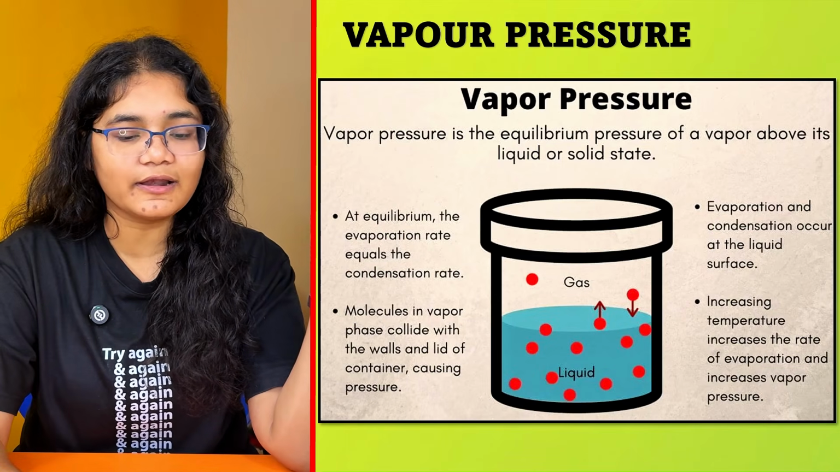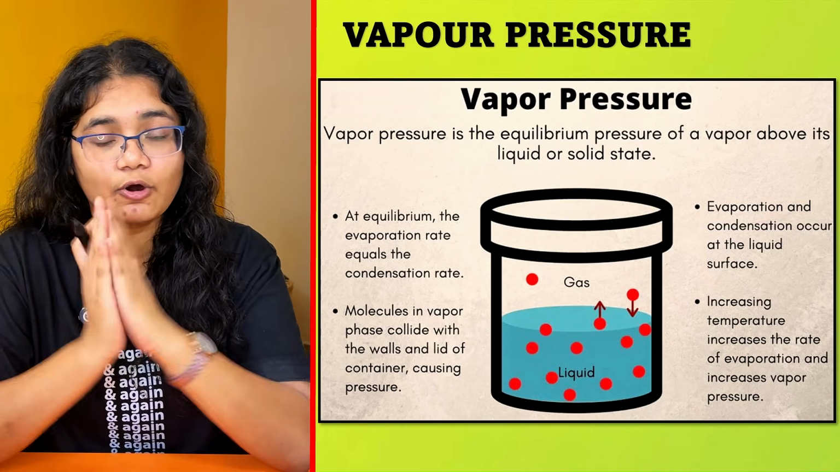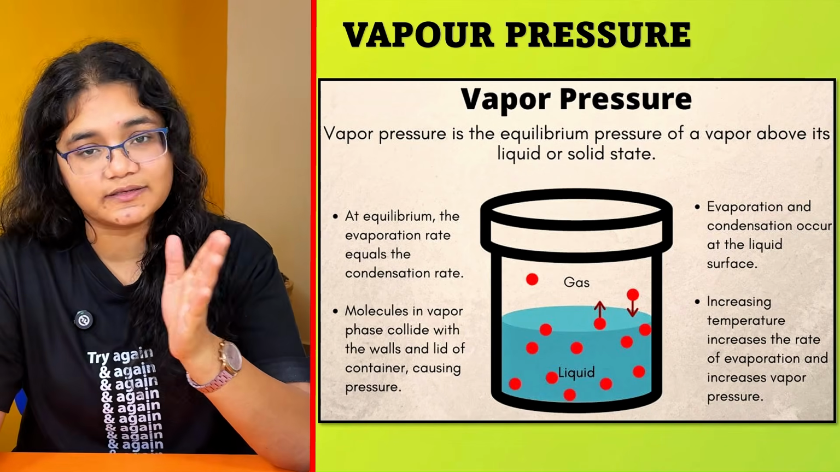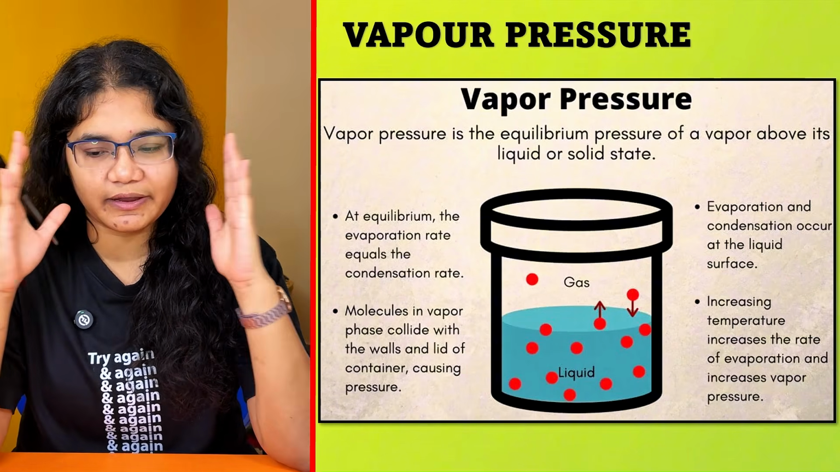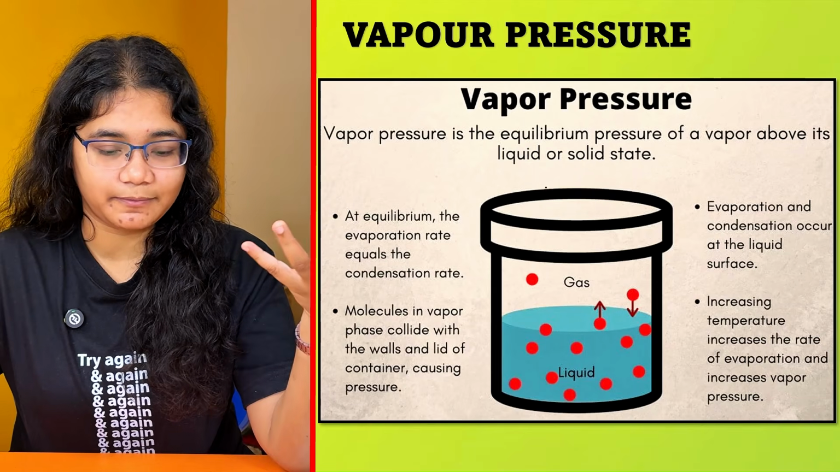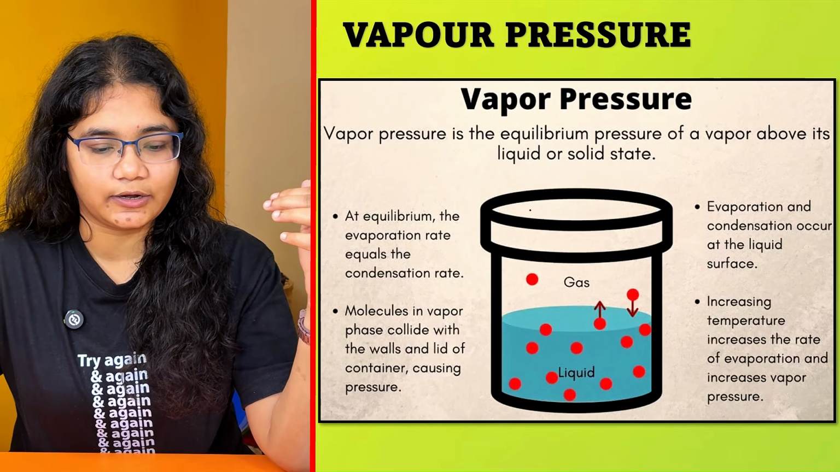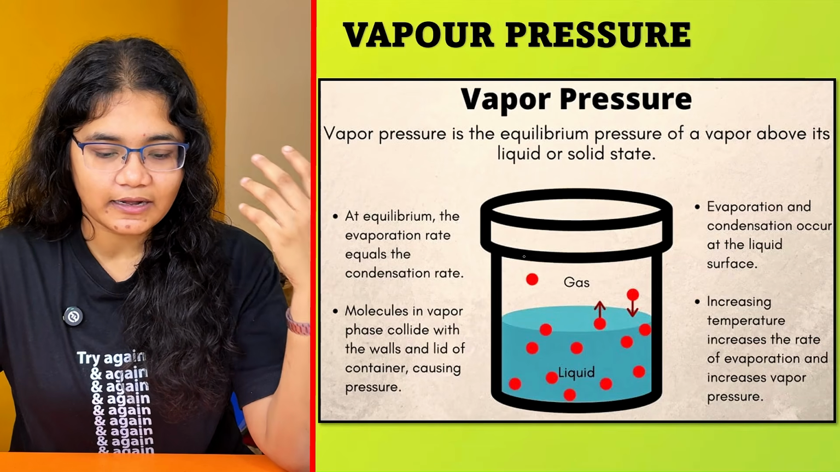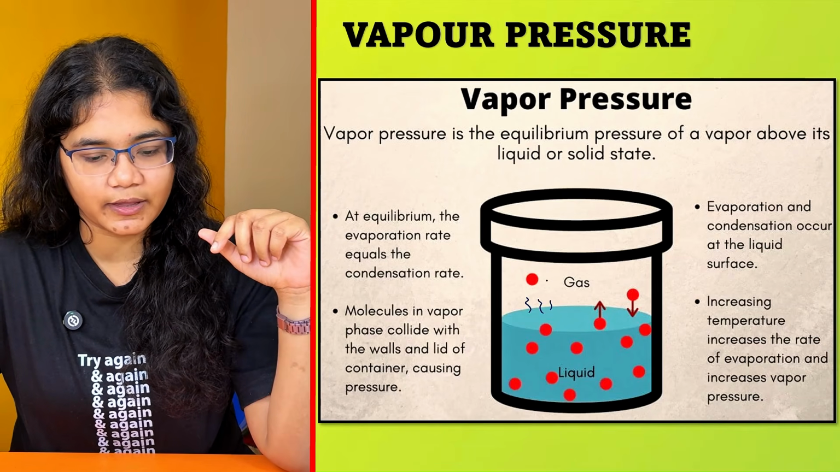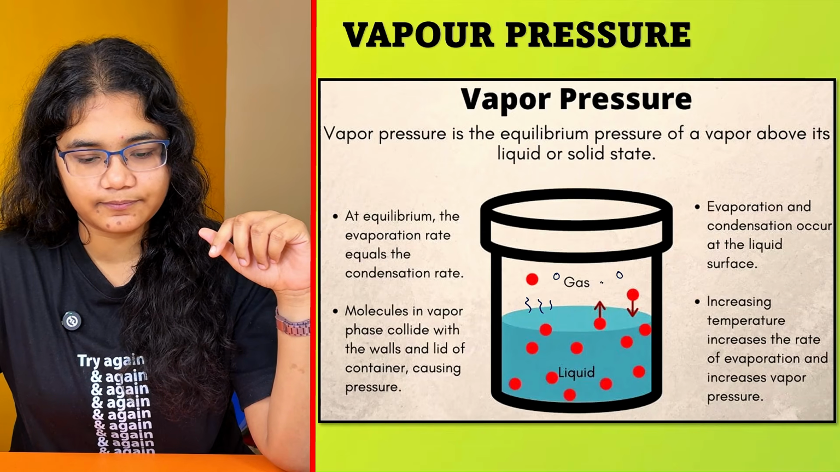Okay, now let's move to another very important topic, that is vapor pressure. If we understand vapor pressure, we can understand the upcoming topics. So what is vapor pressure? First of all, to have a vapor pressure you need to have a closed container. Imagine this is a closed container. Now what is happening here? You have kept some liquid, so the liquid will evaporate, and it will create vapors here.